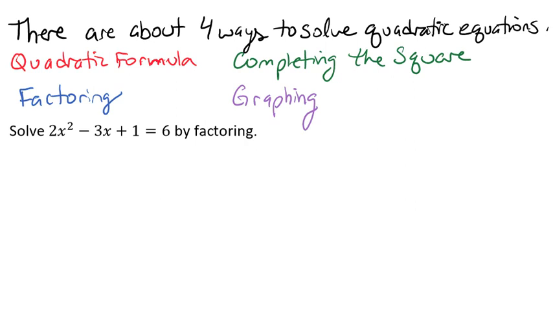Here we have the equation 2x squared minus 3x plus 1 equals 6. The first thing that we want to do is to get everything on the same side. So we're going to go ahead and subtract the 6 from both sides, so that then we've got the equation 2x squared minus 3x minus 5 equals 0.